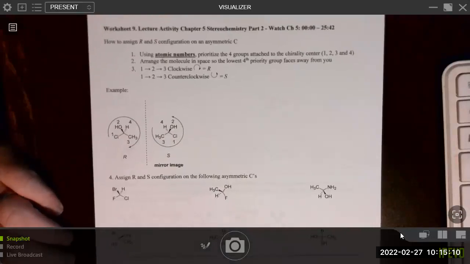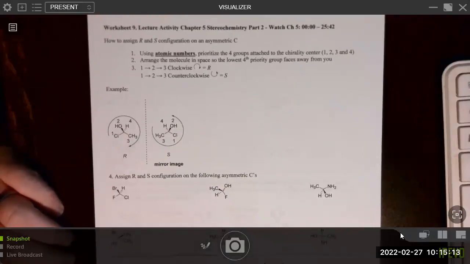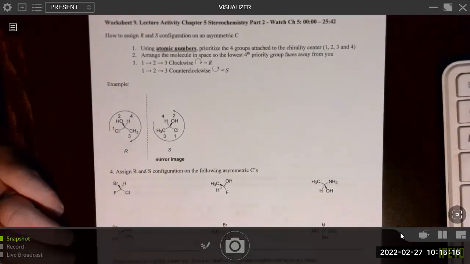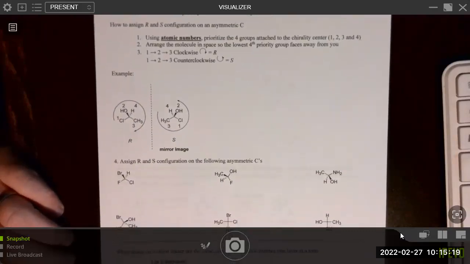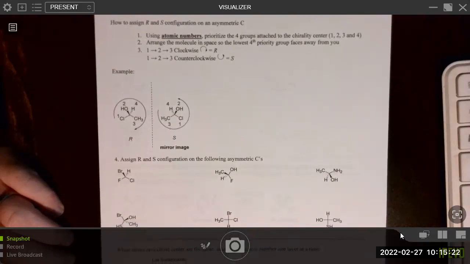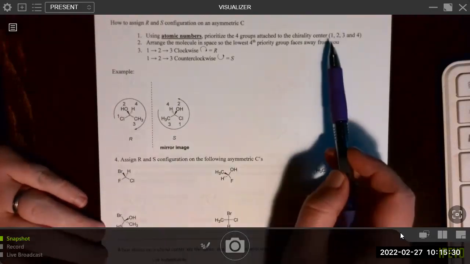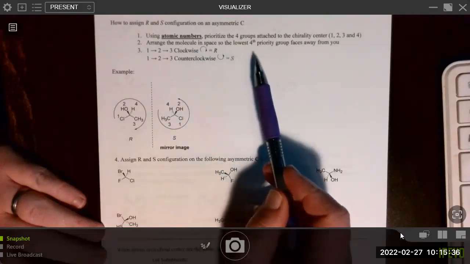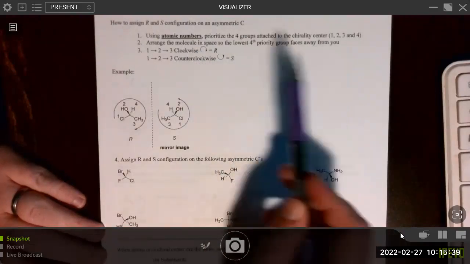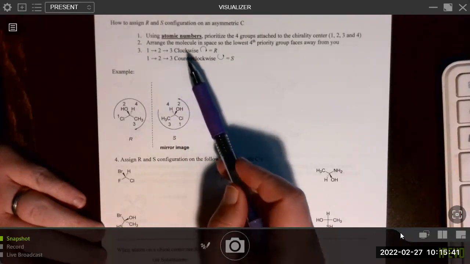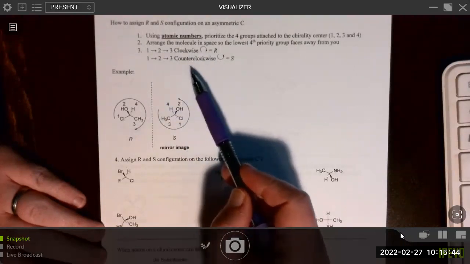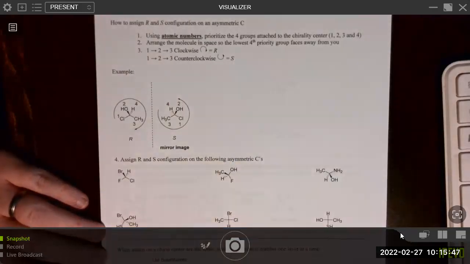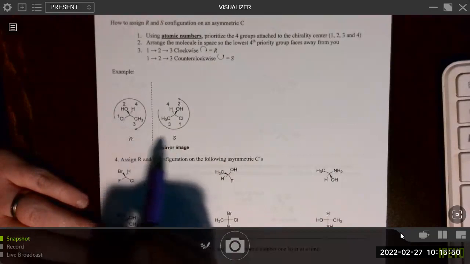All right, Worksheet 9 is on stereochemistry part 2, and we start off with the first part of how to assign R and S configurations on an asymmetric carbon. So it talks about using atomic numbers to prioritize the 4 groups attached to the chirality center as 1, 2, 3, and 4. The next step will be to arrange the molecule in space so that the 4th priority group faces away from you. When you go from 1 to 2 to 3, if that's a clockwise rotation, it's R, and counterclockwise would be S. So for example, we have 2 enantiomers drawn here.